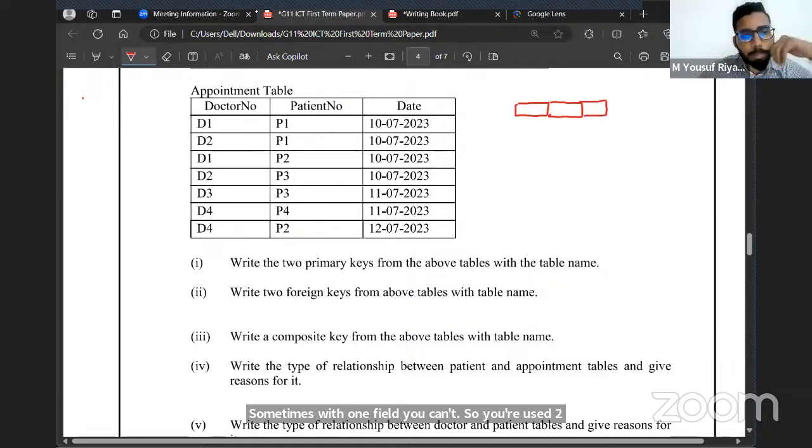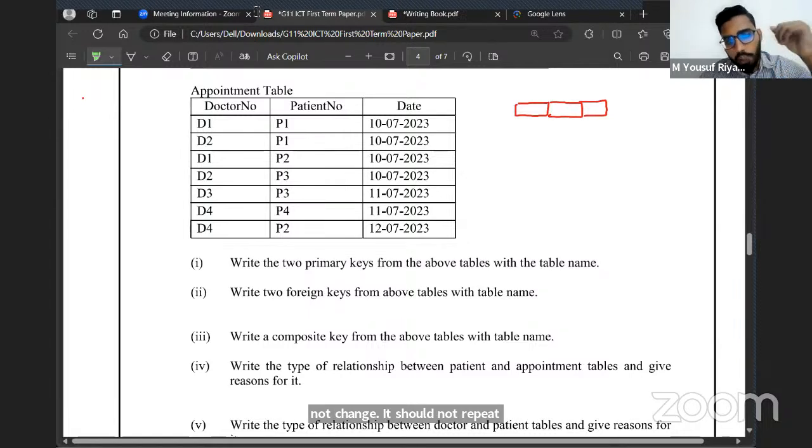If you take the appointment table, can you find the primary key with only one field? Just look at this and see. You have to keep in mind, it should not change, it should not repeat. Likewise, there are rules. If you look at the appointment table, using one specific field, can you form the primary key? No, you can see doctor numbers are repeating. See, there's D1, D1 here and here. Patient numbers are repeating. Date is also repeating. So we can't have a unique one there.